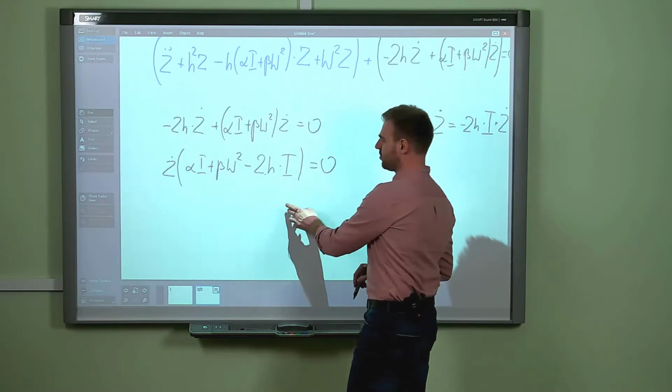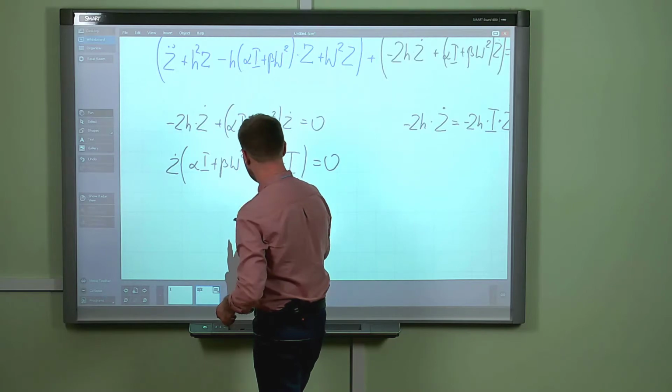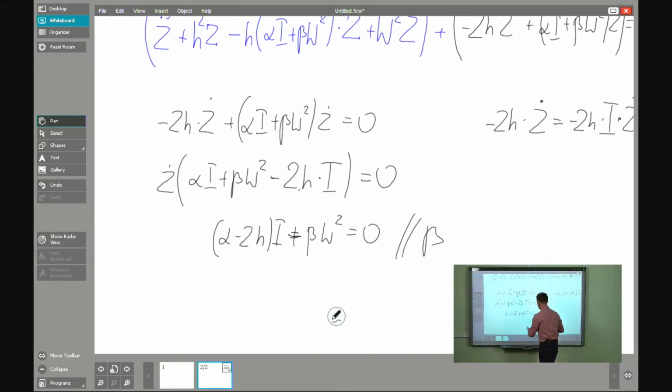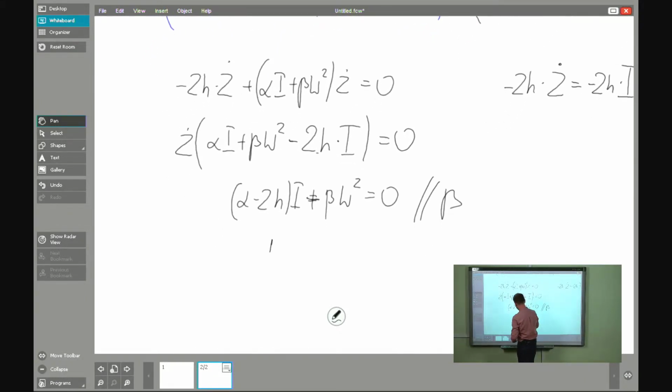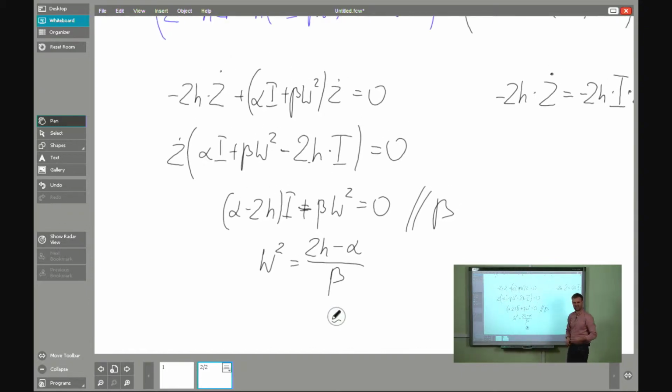And again, we have the simple condition where that expression will be 0, because here we have that alpha minus 2h times I plus beta w square is 0. We can divide everything by beta because it's a scalar factor. It means that we have the beta, and we will change the order, I mean the 2h minus alpha over beta, and here we have the result. And look what we have as a result.